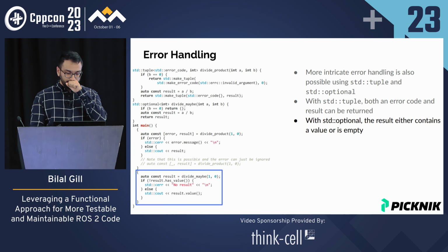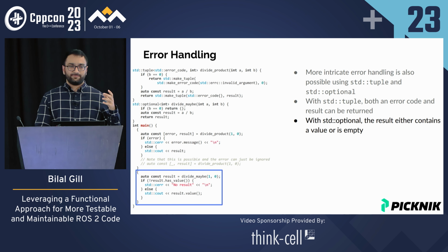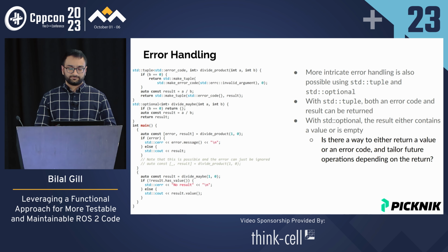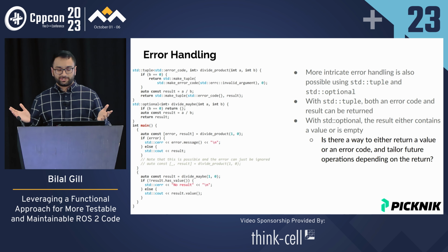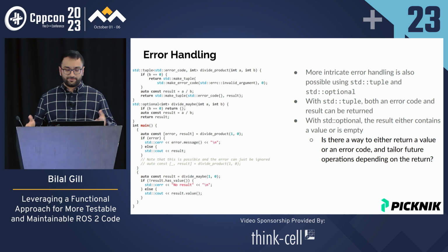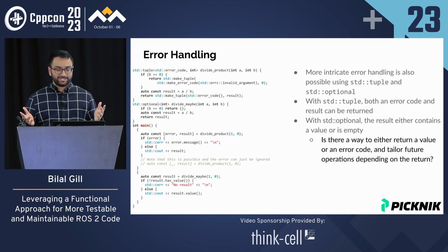So another cool thing is std::optional. With that, we return something that either contains a value or is empty. So is there a way to either return a value or an error code and tailor our future operations depending on the return? Well, yeah, I guess I wouldn't be talking about it if there wasn't.